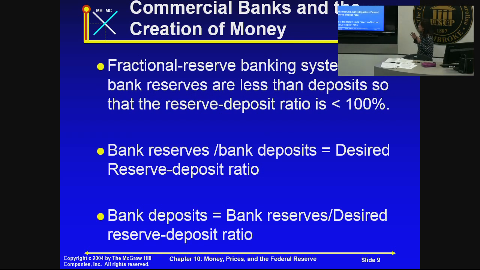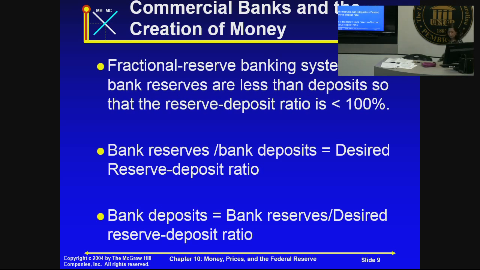So therefore, it's quite safe for them to practice something called a fractional reserve banking system, which means that the reserve deposit ratio is less than 100%. Now, deposit is the $10,000 that we walk up to the bank to deposit. The reserve is how much they have to put aside. So you have this equation. Please write it down, because this equation is important. We have two equations, actually.